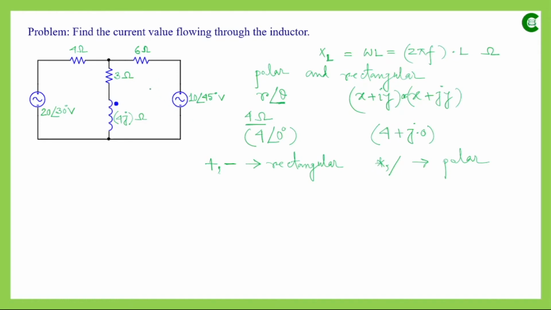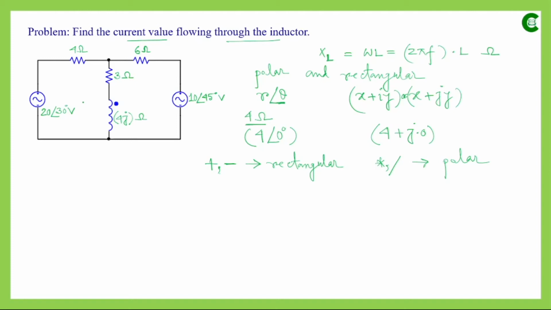So here we are focusing on the source transformation rule, and then we want to find out finally the current value which is flowing through this inductor. That means the current value which is flowing through this path or through this branch, where we have our resistance 3 ohm and inductor whose inductive reactance value is 4j.